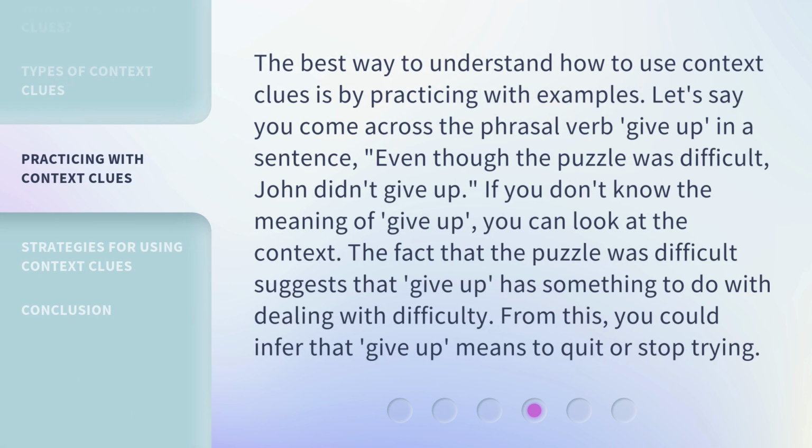The best way to understand how to use context clues is by practicing with examples. Let's say you come across the phrasal verb, give up, in a sentence. Even though the puzzle was difficult, John didn't give up. If you don't know the meaning of give up, you can look at the context. The fact that the puzzle was difficult suggests that give up has something to do with dealing with difficulty. From this, you could infer that give up means to quit or stop trying.